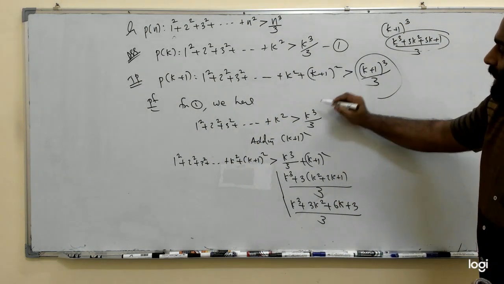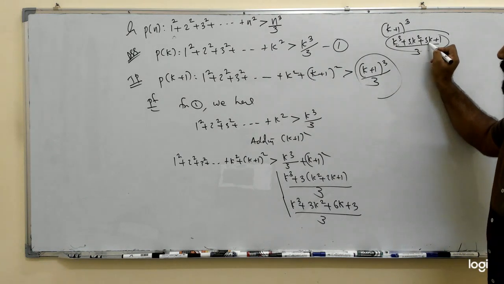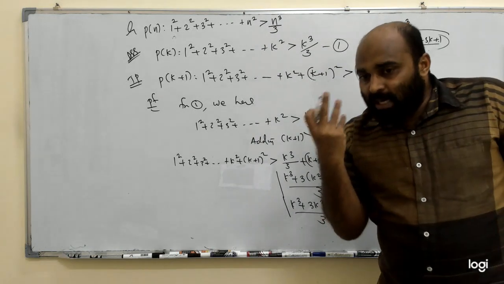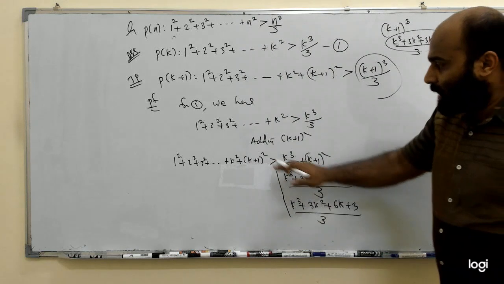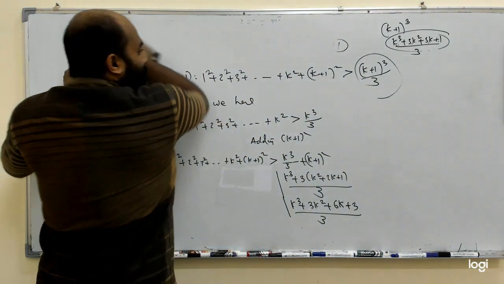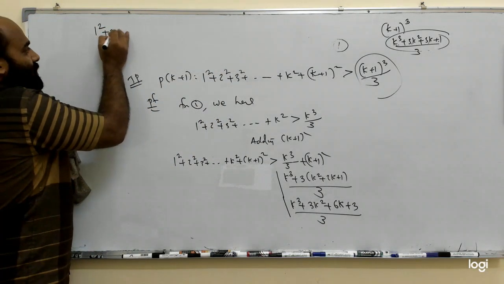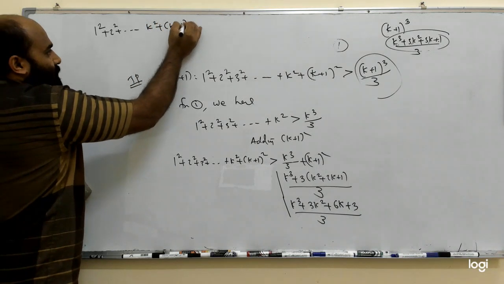Actually we want to get what? k plus 1 whole cube means we need only k cube plus 3k square plus 3k plus 1. So I told you already, smaller side you can subtract anything, bigger side you cannot. So this is the smaller side, no? So what we have, I'm just writing here, listen. We have right now 1 square plus 2 square plus etc. k square plus k plus 1 whole square.